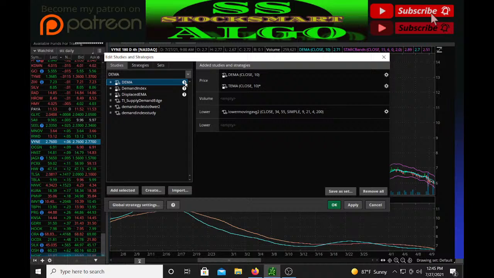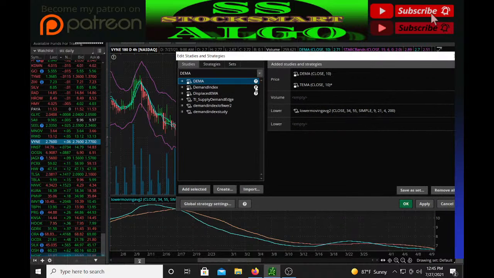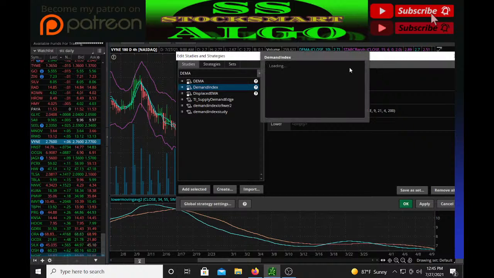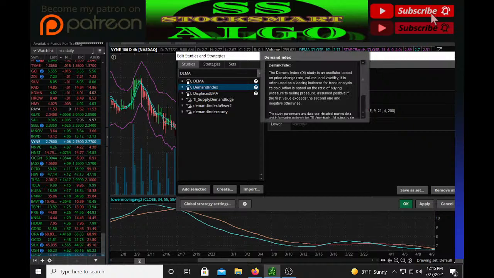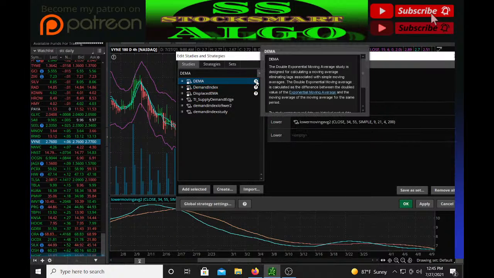Let me read the description. I want to know about it. And yet it will not tell me. Okay. The double exponential moving average, designed for calculating a moving average, eliminating lags associated with simple moving average. The double moving average is calculated as the difference between the double value of the exponential moving average and the moving average of the moving average for the same period.